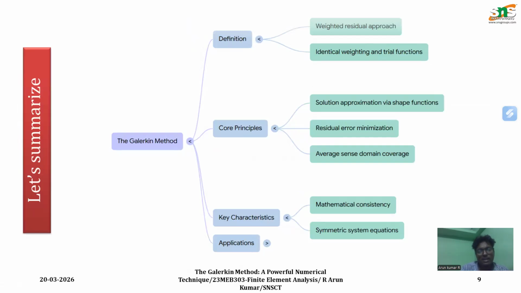Overall, let's summarize the Galerkin method. First we understood the basic definition of the Galerkin method, and we understood the core principle: how the approximate solution is obtained by shaping the residual error to vanish in an average sense over the domain. And the key characteristics are that it is mathematically consistent and yields systematic system equations. Thank you.